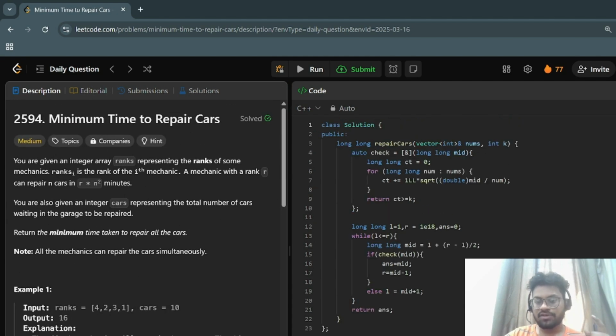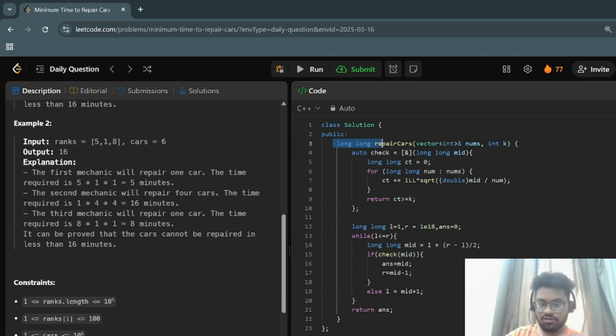In the previous videos I used int, but why are we using long? Because the question says we need to return a long, so I'm using long everywhere, or else we might go out of bounds for the integer values. And in the previous videos we used 1e9, which is 10 power 9. Why are we using 1e18, 10 power 18?